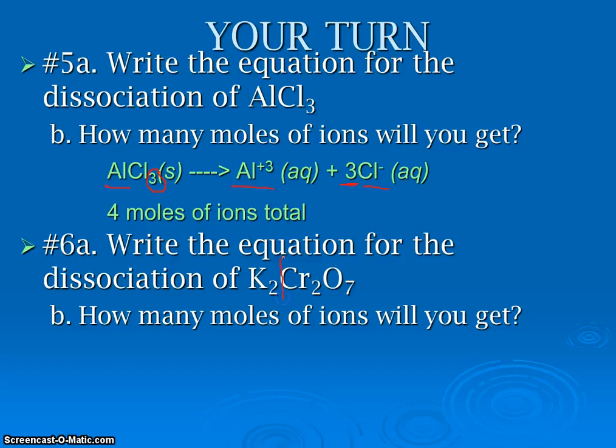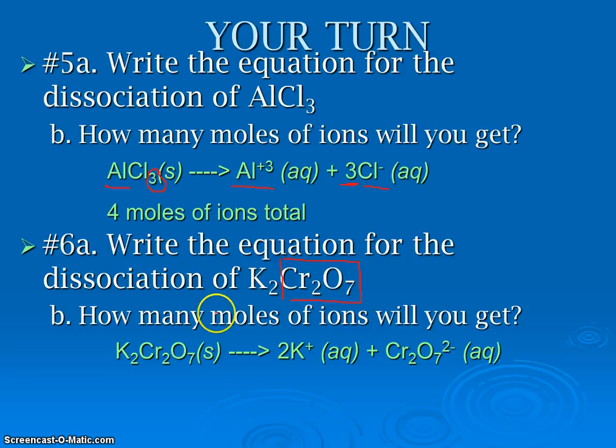For the next one, you have to be careful when you've got a polyatomic ion. Make sure that polyatomic ion stays together as one group. So that potassium dichromate, you will get 2 separate potassiums, because they come apart from each other. And then you have 1 dichromate, 1 polyatomic ion that does stay as a chunk, which means you have 3 moles of ions total when this potassium dichromate dissolves. 2 of them being potassium, 1 of them being dichromate.